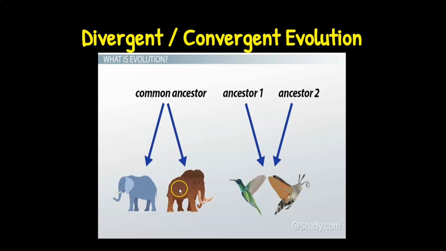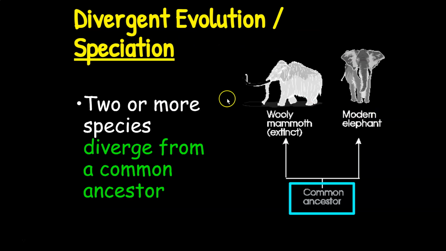So like the woolly mammoth and the elephant, they both came from a common ancestor. Now in convergent evolution, the trait is passed down, but it just so happens that it's passed down. It doesn't have anything to do with a common ancestor. So this ancestor gave them wings, right? And this ancestor here gave this one wings, but it's not from the same ancestor. It's from two separate ones.